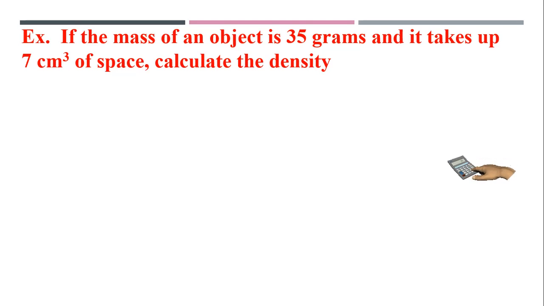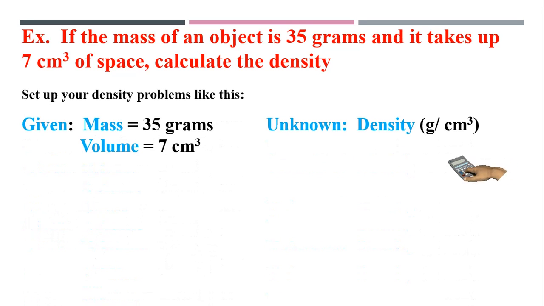Okay, so for example, if the mass of an object is 35 grams and it takes up 7 centimeter cube of space, calculate the density. And we agreed that taking up a space means this is the volume. So you have the mass and the volume given. That's a very simple example.